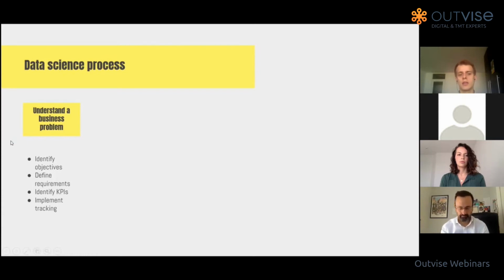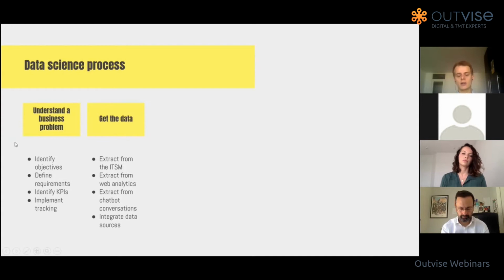The next step in the process would be to get the data. Coming back to the technology webinar from last week, that would be extracting your data from the IT service management system, for example, or extracting the data from the web analytics interface through the API. It could be extracting data from the chatbot conversations, or integrating other data sources, which could be many, not necessarily only within your company. There's also, of course, the possibility to integrate third-party data sources.